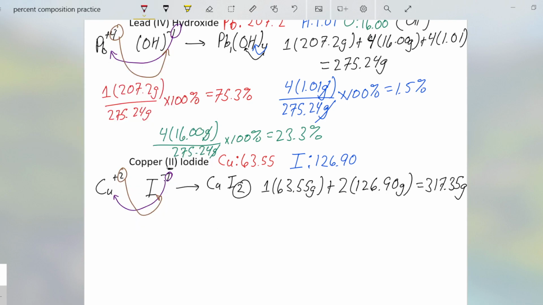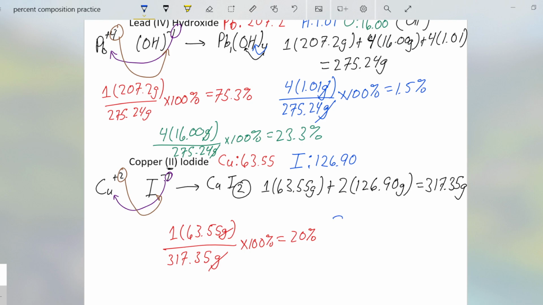To do the calculation for the percent composition of copper, again, I take that there is 1 copper, I multiply it by the mass, 63.55 grams. I divide that by my molar mass of 317.35 grams. Multiply by 100 to make it into a percent, and I get 20%. So 20% of the mass of this copper 2 iodide is just the copper. And that means that probably the remaining 80% is going to be iodine. But let's just go ahead and verify that.